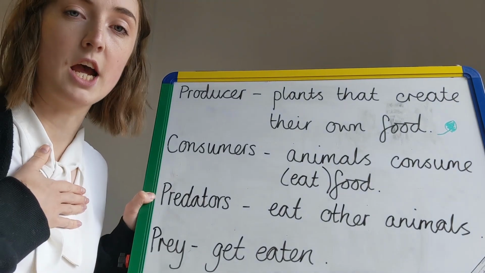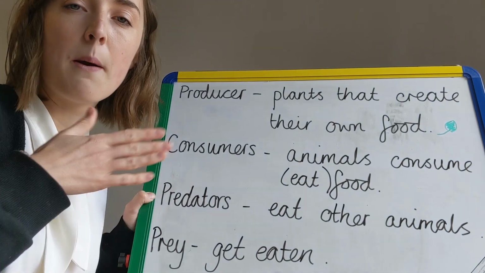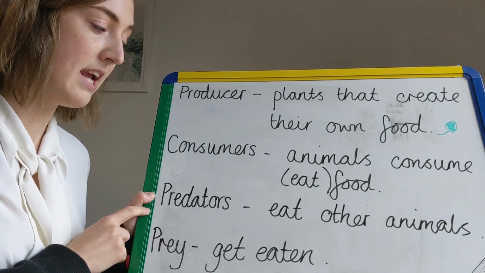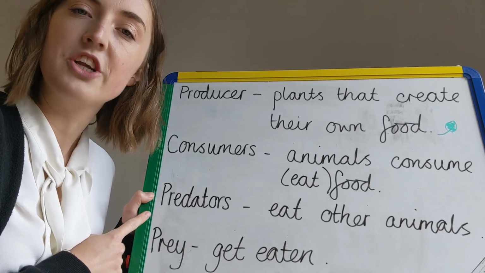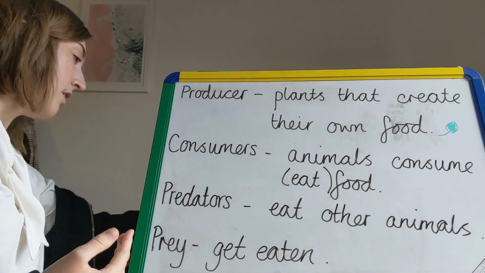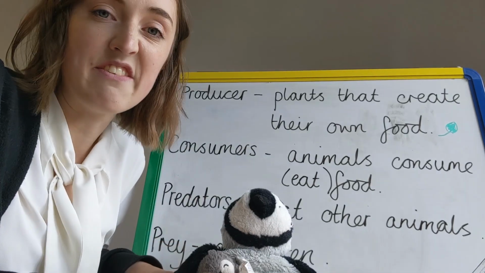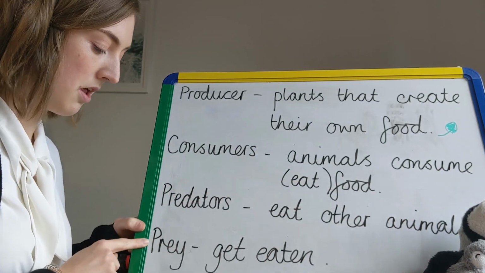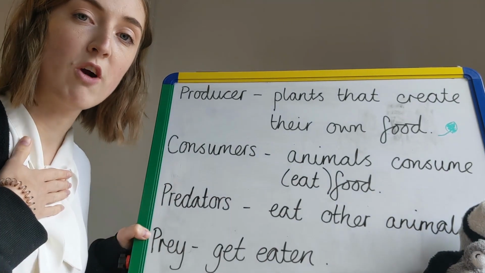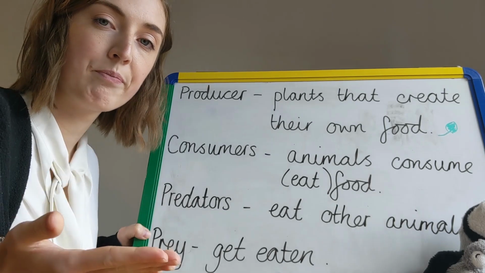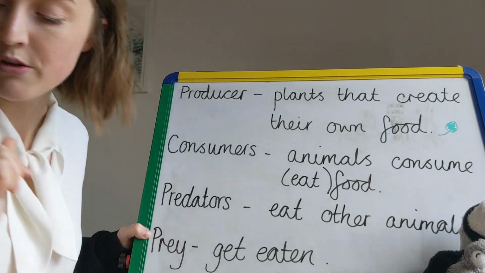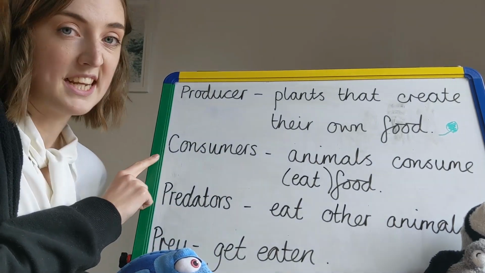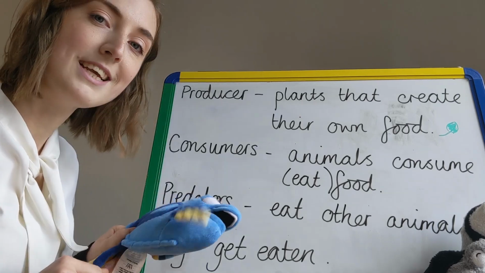Next we have, my turn, predators. We've come across this word before in science and in geography, and a predator is an animal that eats another animal, a carnivore. So the penguin, who likes to eat fish, would be a predator. Now, the animal that it eats is called prey. We've come across this word before as well. So the fish, as well as being a consumer because it eats food, it's also prey because it gets eaten.